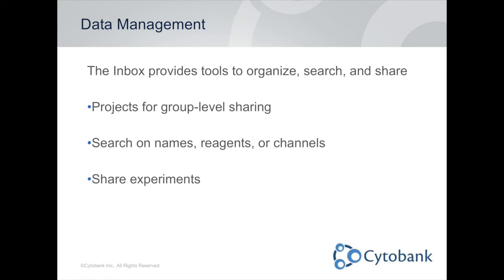So we have what are called projects for group-level sharing if you'd like to give a selection of people access to a selection of experiments. You can search in your inbox on names of experiments or names of people. You can search for reagents used in each experiment. So if you know you used an anti-FOXP3 or phospho-STAT5 antibody, you can search for only experiments that have that antibody in them.